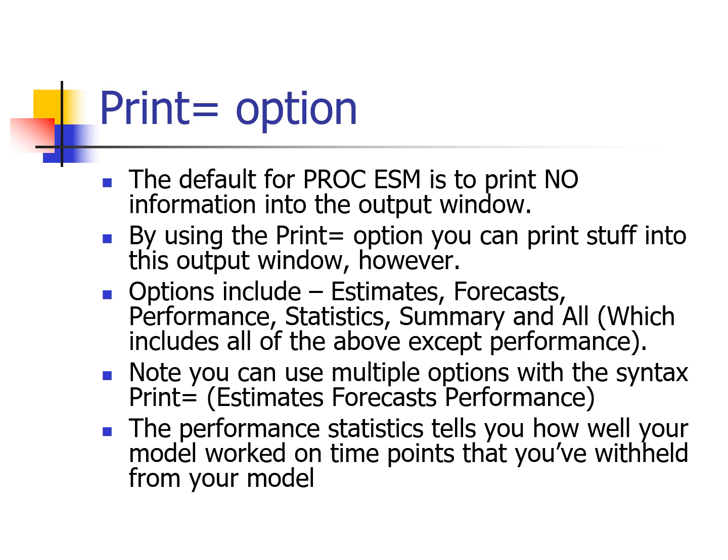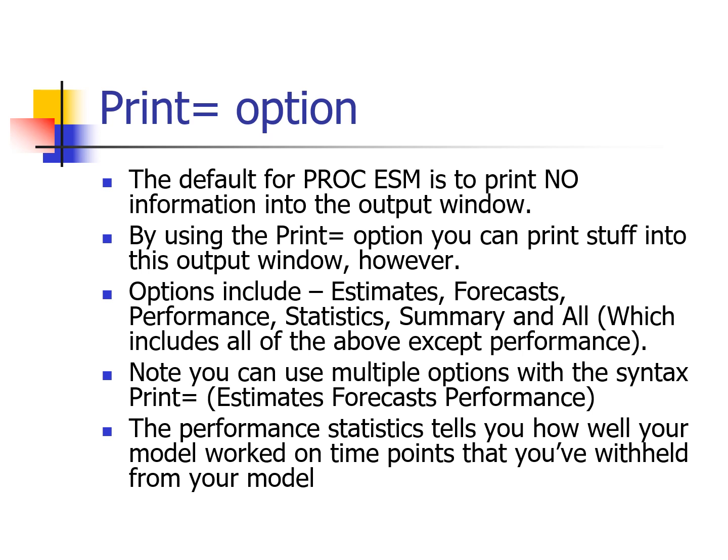So first off, let's look at that print equals option. The default for this is no information, which to me is weird. That is, if you run proc ESM and you don't do that print equals, nothing's going to show up in your output window. SAS just sort of does it, but doesn't tell you about it. So you want to use that print equals option.